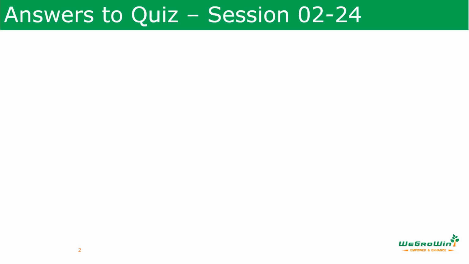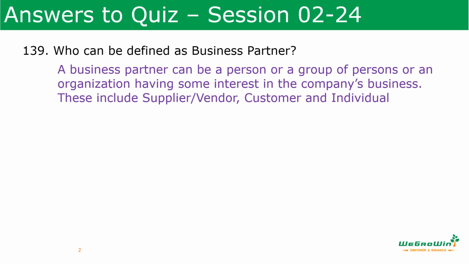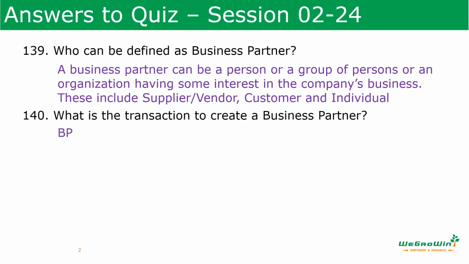Before going to the session, let us discuss the answers for the quizzes of the previous session. Who can be defined as business partner? A business partner can be a person or a group of personnel or an organization having some interest in the company's business. This may be a supplier, vendor, customer, or it may be an individual, maybe an employee. What is the transaction to create business partner? The transaction to create business partner is BP.